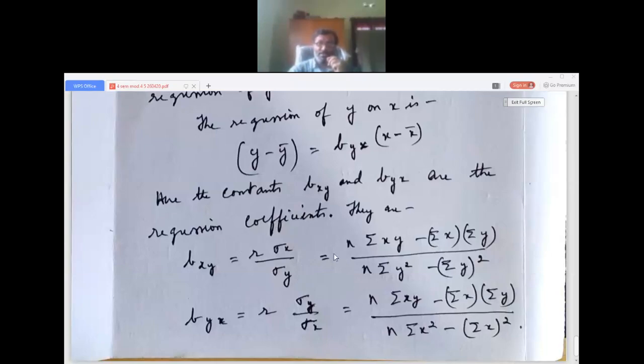Also there is another formula to make it easy for you: n into sigma xy minus sigma x into sigma y, divided by n into sigma y squared minus sigma y whole squared. Okay.